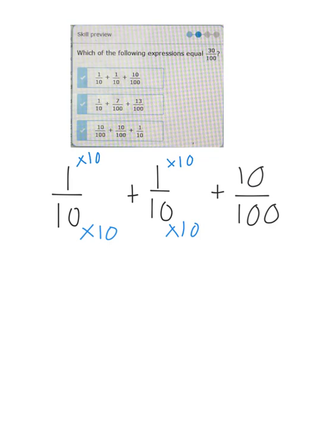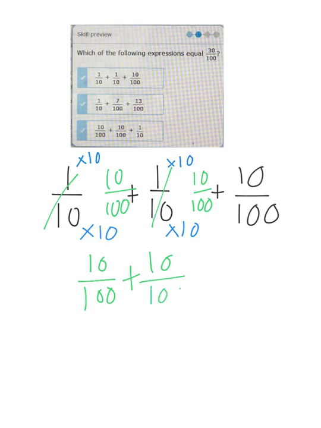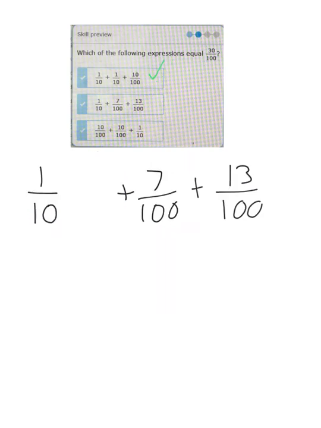So the new fractions we have, these are done. 10 times 10 is 100. 1 times 10 is 10. Same thing here, 10 times 10 is 100. 1 times 10 is 10. So now our new expression is 10/100ths plus 10/100ths plus the original 10/100ths. What does it equal? 10 plus 10 plus 10 does equal 30/100ths. So yes, this first one is correct.